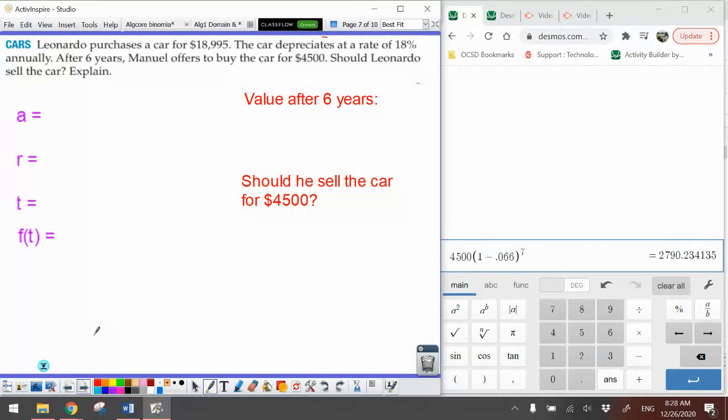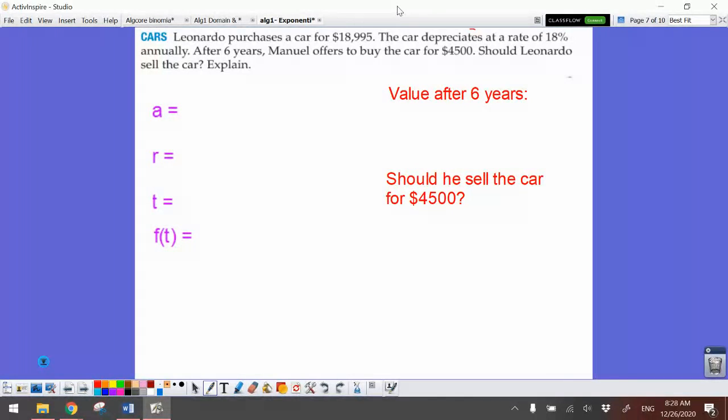All right, let's look at a car. So when we purchase a car, most of you realize that when you purchase the car and drive it off the lot, it's going to lose value the moment you walk off the lot. Now, there are certain cars, like a 1960 Shelby Mustang, that's going to increase in value, but most cars decrease in value. Okay, so this says Leonardo purchased a car for $18,995. It depreciates at a rate of 18% annually. After 6 years, Manuel offers to buy the car for $4,500. Should Leonardo sell the car?